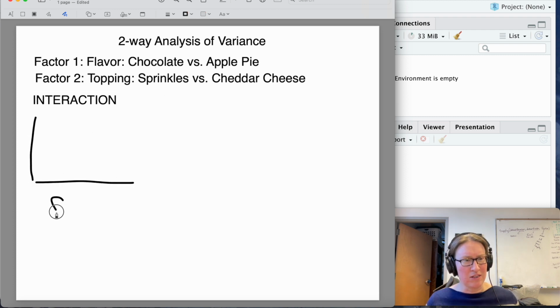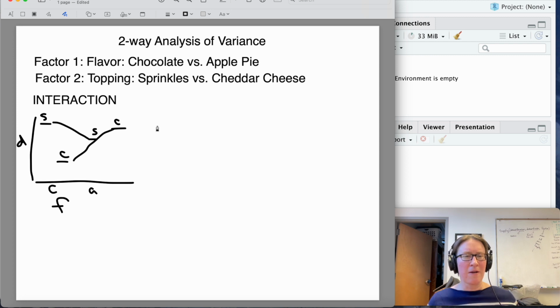So just to re-illustrate this, if we've got flavors here on the x-axis, chocolate, apple pie, and then deliciousness on the y-axis, this is a scenario where chocolate with sprinkles is most delicious, chocolate with cheddar cheese is the least delicious, apple with sprinkles is somewhere in the middle, apple with cheddar cheese is somewhere higher, right? So if we're looking at comparing sprinkles, right, they're here. We're looking at comparing cheddar cheese, right, that is here, right? So that's an interaction effect.